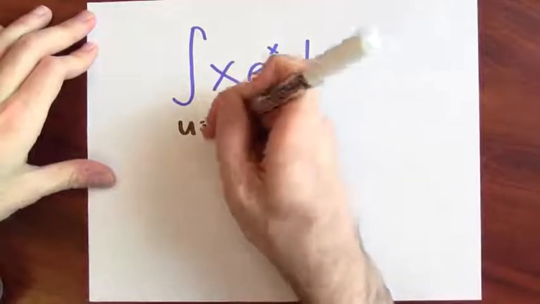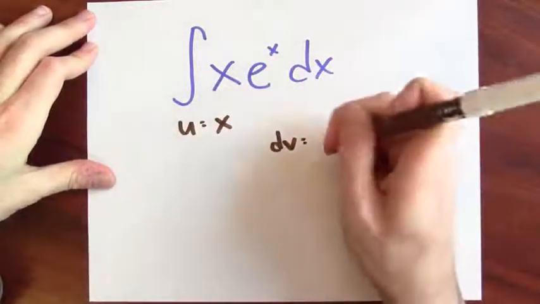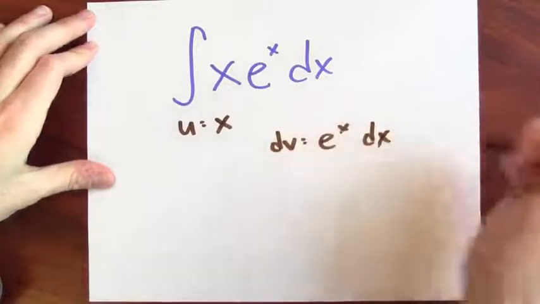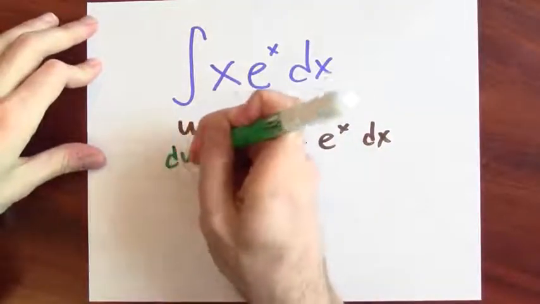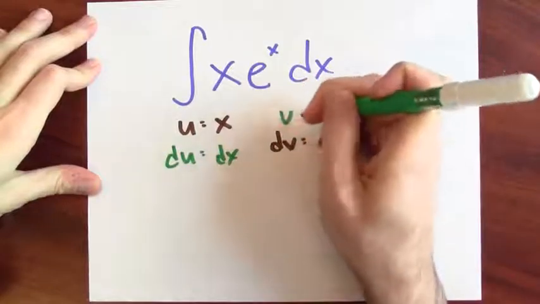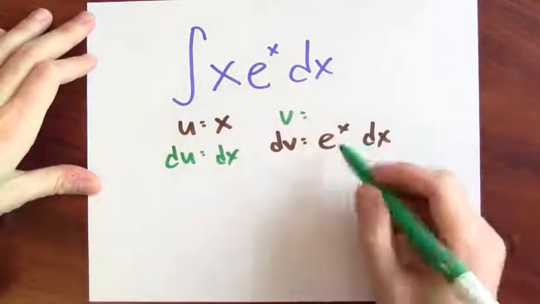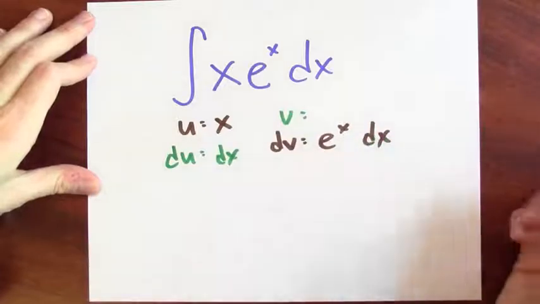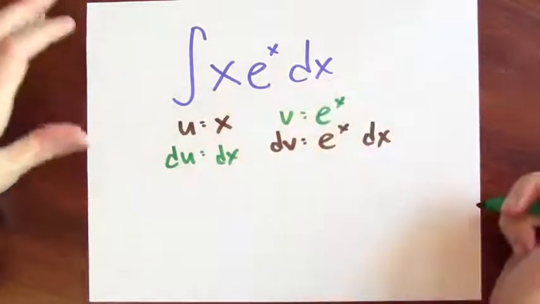Let's set u to be x, since I'd like to differentiate that part. And I'm willing to anti-differentiate what remains. Now let's figure out du and v. Now if u is x, then du is dx. And then I've got to pick an antiderivative for dv. Now, in principle, there's a ton of antiderivatives I could pick, right? E to the x plus 17 differentiates to e to the x. But I'll just pick the nice one. I'll pick e to the x.